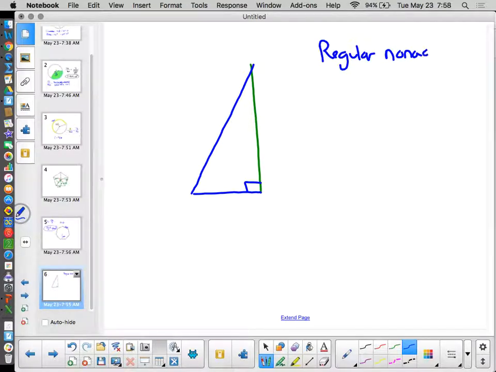nonagon with radius 5 centimeters. Okay? Find the area. So a nonagon. First we got to know what that means. How many sides in a nonagon? 9. Okay? So we know the radius is 5 centimeters. This is the radius side.